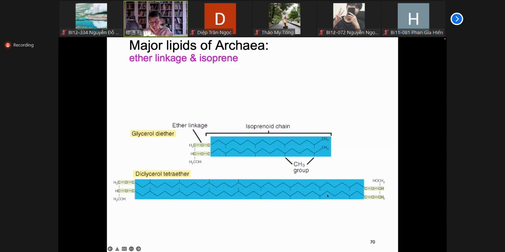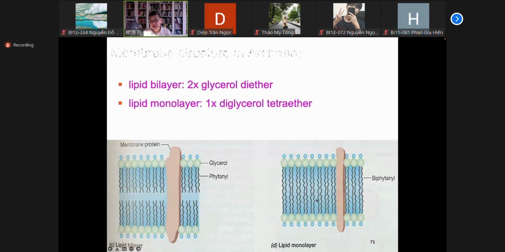So this can make it heat resistant. That is a thermophile. It's much more thermophilic. So these are the lipid single layer. These are archaea cells.